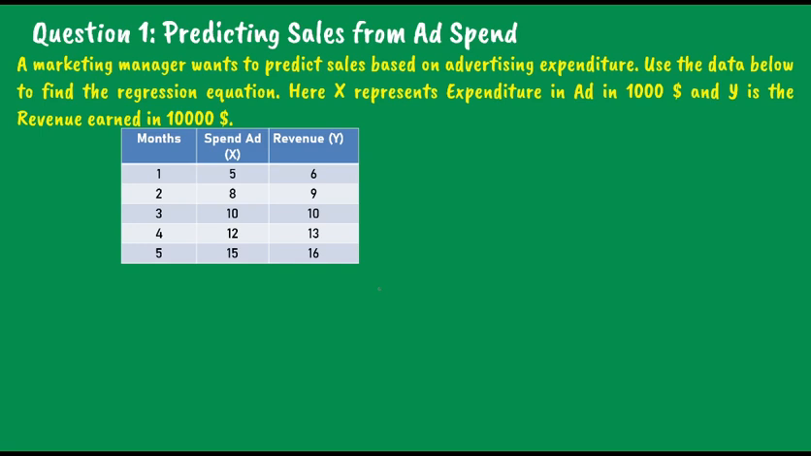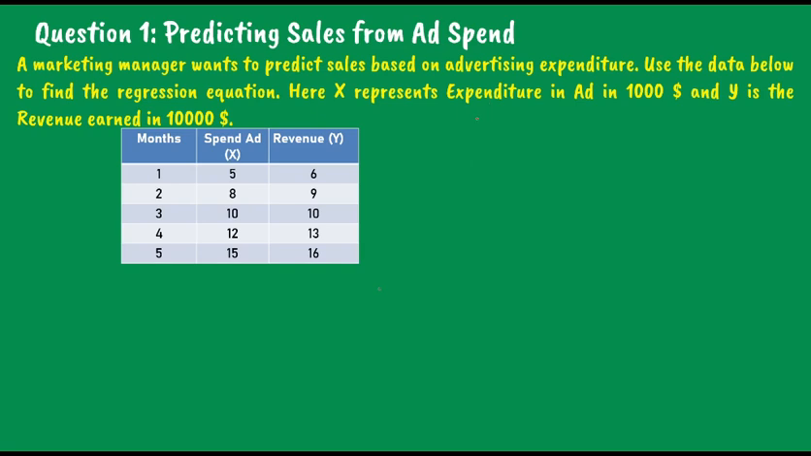Now here we have a problem, similar to the type of problem we did when we dealt with correlation, but this time with different agents. We need to find the regression equation and we also have to do some estimation.